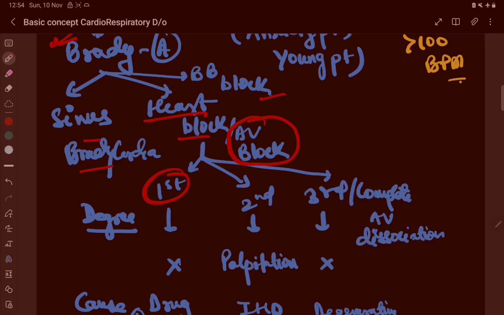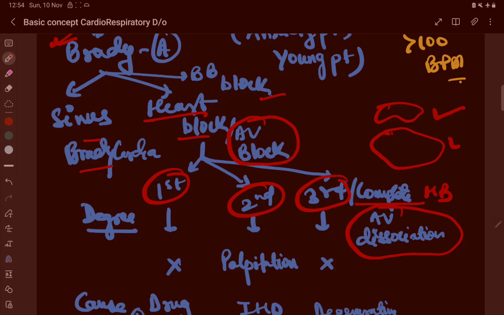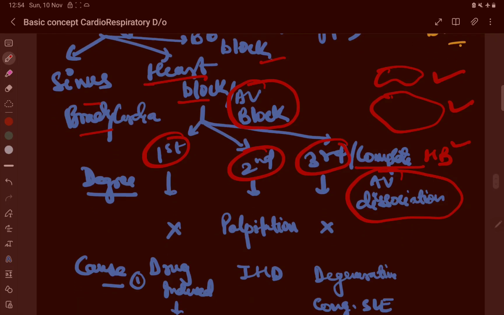So in the heart block, or atrioventricular block, there is first degree block, second degree block, and third degree block. Third degree block is also known as complete heart block or AV dissociation. So there is a difference in the beating: atria will beat on their own, ventricles will beat on their own, okay. There is AV dissociation or complete heart block. The most important thing to remember here right now is that palpitation is present only in second degree heart block. First and third, there is no palpitation, okay.